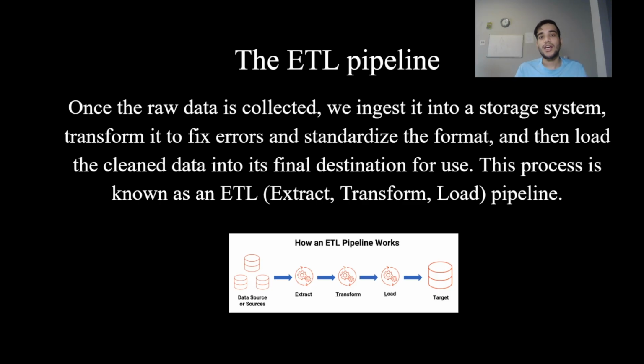And finally, we talk about the ETL pipeline. Once raw data is collected, we ingest it into a storage system and we want to transform it, fix errors, standardize the format, and load it to a target place. This could be a data warehouse. This could be another database. It's a storage area where your internal clients, like your data analysts and scientists, can go in there and retrieve that information. And this is called the ETL pipeline.